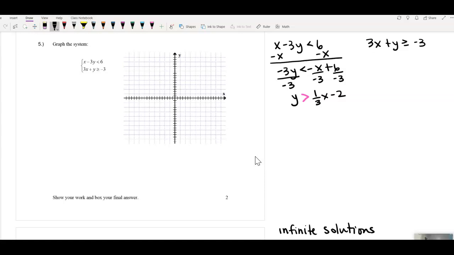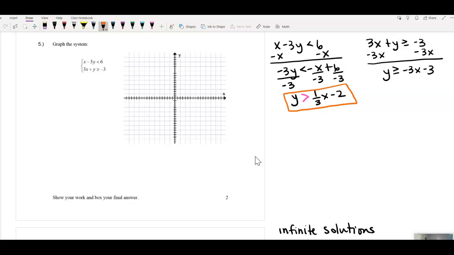All right, and then let me just go ahead and solve this other one too. To get y by itself, all I need to do is subtract that negative 3x over. So that will give me y is greater than or equal to negative 3x minus 3. All right, and then I'm going to do these in two different colors, hoping that will make it a little bit easier to see what I'm talking about.